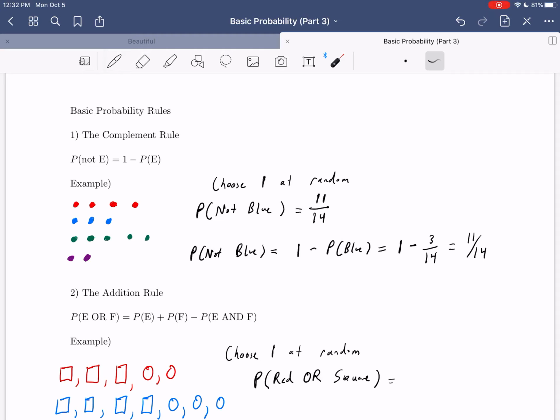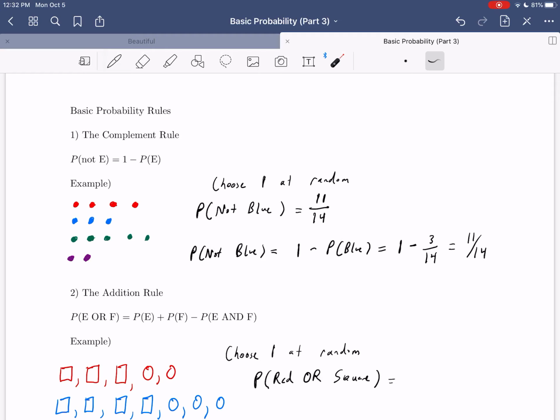Again, in the examples we'll be doing today, we'll see that the complement rule is optional. It can be a nice trick to speed things up a little bit, but it's not necessarily necessary. However, as we go further on and the probabilities that we're calculating get more complicated, it'll be really important to be able to use this rule.